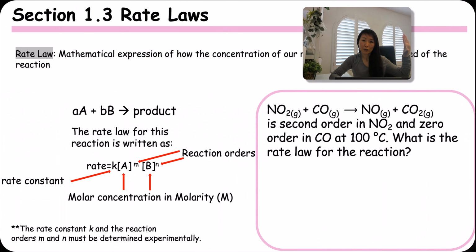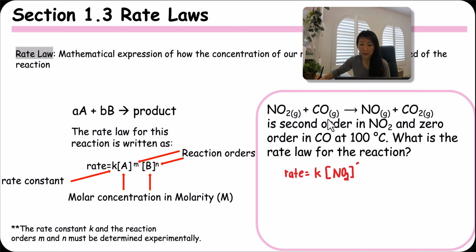Now let's put all of that information to the side and do an example. Here, nitrogen dioxide and carbon monoxide are forming nitrogen monoxide and carbon dioxide. It says this reaction is second order in NO2 and 0 order in CO at 100 degrees. What is the rate law for the reaction? So remember, rate law refers to this mathematical equation. So the rate law would be rate is equal to the constant k, and instead of A, we write NO2. We don't know what the reaction order is, but actually it says right here, second order.